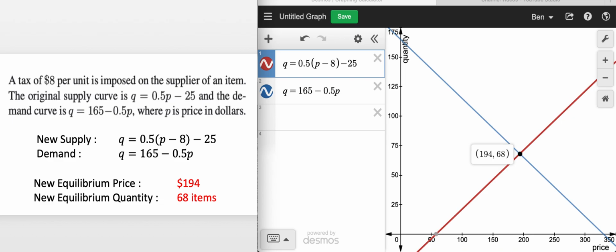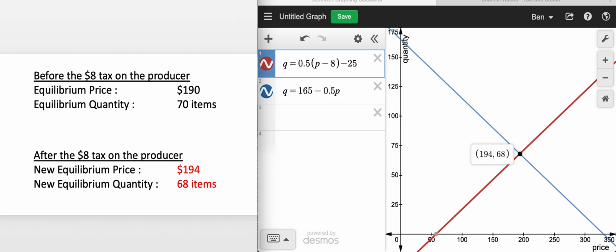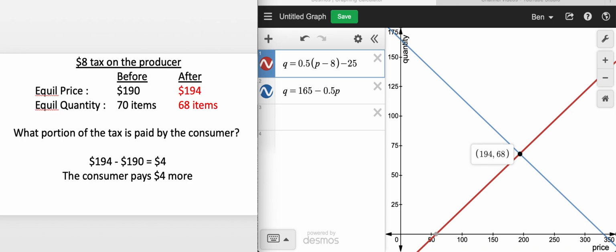So I found the equilibrium price and quantity before and after taxes. Before the $8 tax was imposed, the equilibrium price and quantity were $190 and 70 items. But now after the tax has been imposed, the new equilibrium price and quantity is $194 and 68 items. So if we break it down, let's consider the consumer's portion of the tax. What portion of the tax is paid by the consumer? Well, they used to pay $190, now they pay $194. So they're paying $4 more as a result of this tax. That's their portion of the tax.